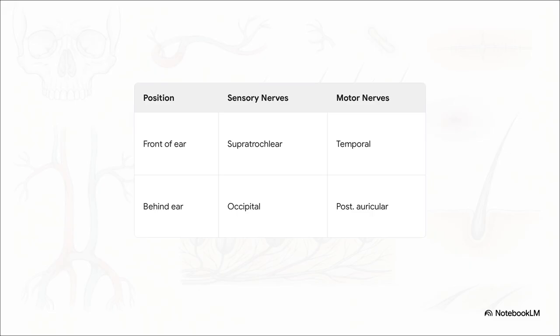For instance, in front of the ear, you get sensory branches from the trigeminal nerve, like the supratrochlear and supraorbital. The single motor branch there, that's the temporal branch of the facial nerve. Behind the ear, the sensory nerves come from the cervical plexus and dorsal rami, like the lesser and greater occipital nerves, while the motor supply is the posterior auricular branch of the facial nerve. See? It's a beautifully organized system once you just break it down.